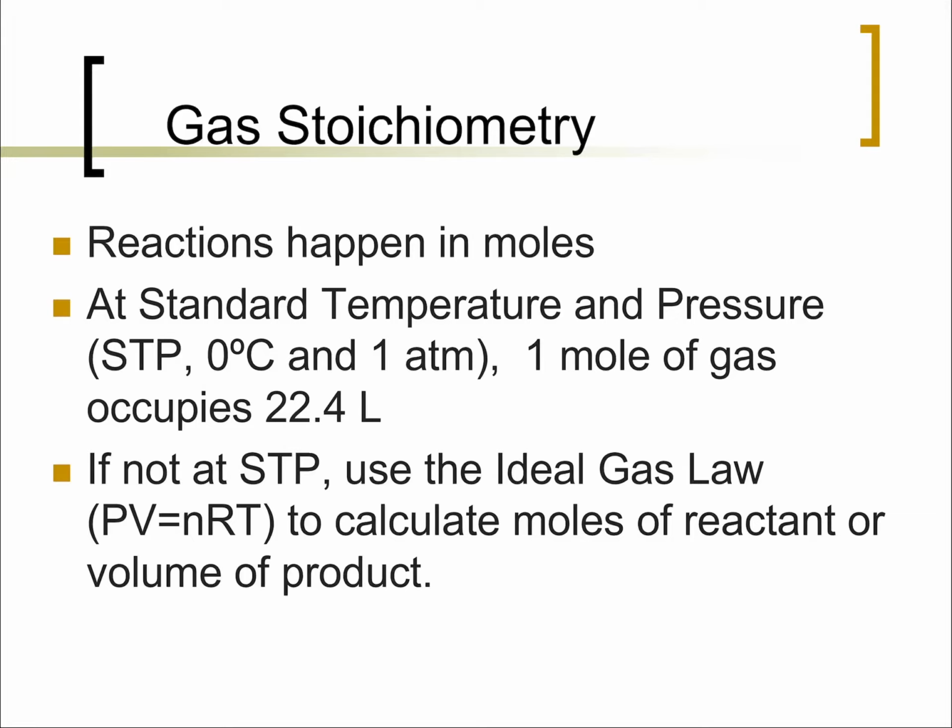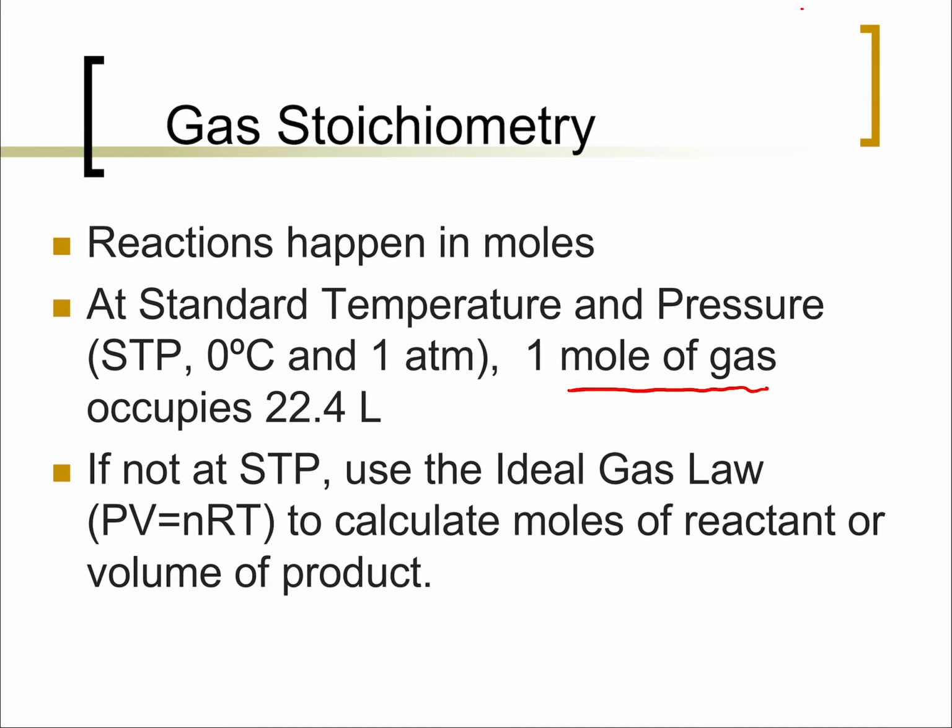All right, gas stoichiometry. This video is going to be on how we solve stoichiometry problems using gas laws. So reactions happen in moles, so we're going to have to convert whatever we're given or whatever we're looking for into moles. We are adding new tools to our tool chest when we convert to moles. The first one is if it's a gas at standard temperature and pressure, STP, which means it's at 0 degrees Celsius and 1 atm, 1 mole of gas occupies 22.4 liters.